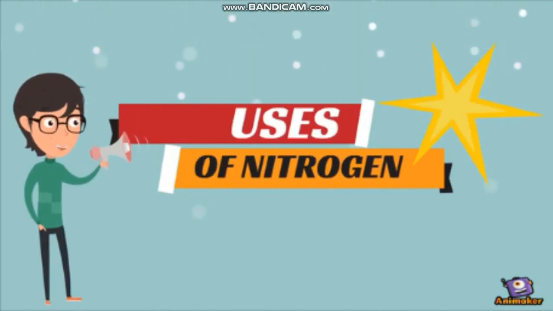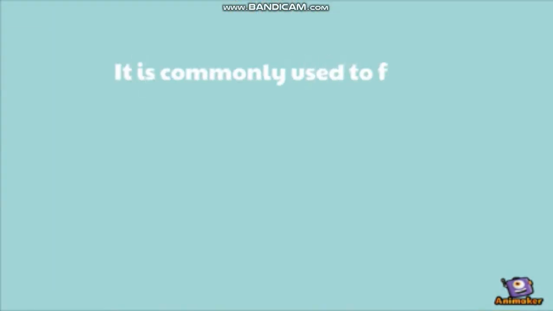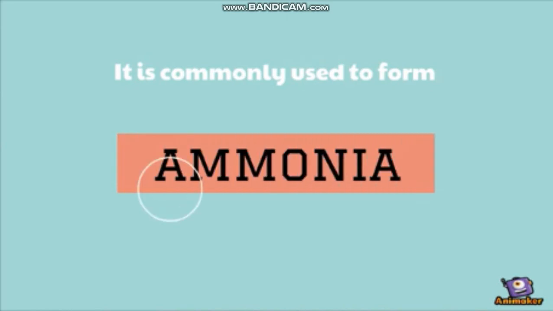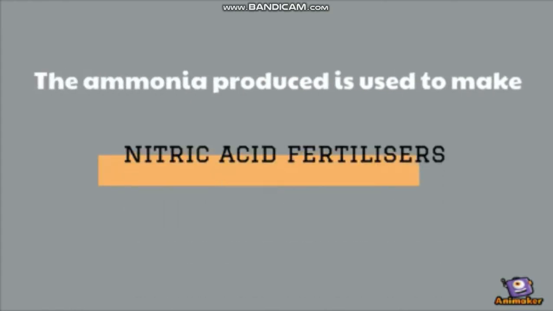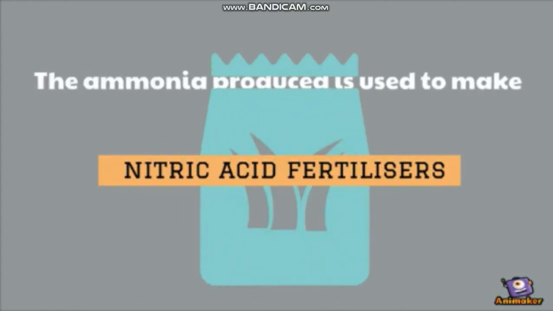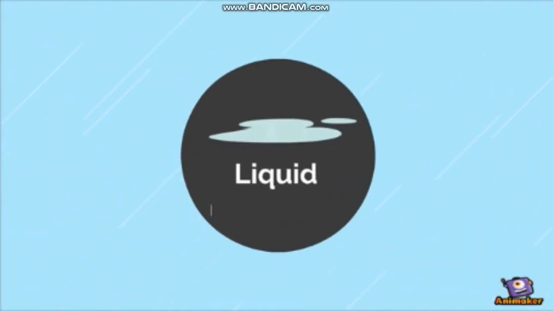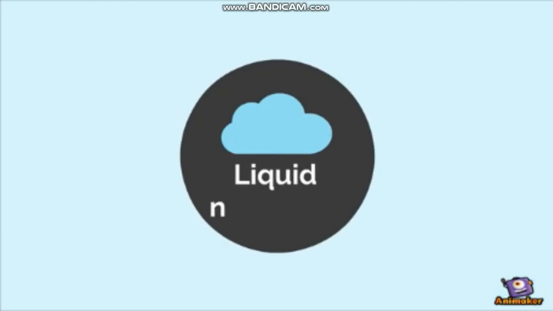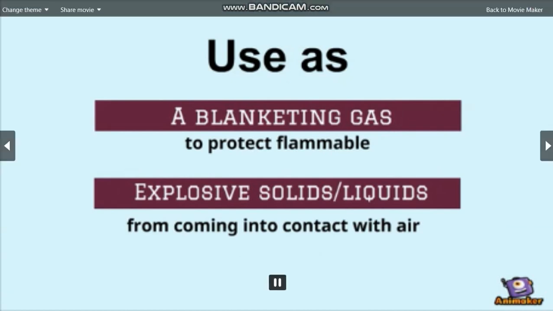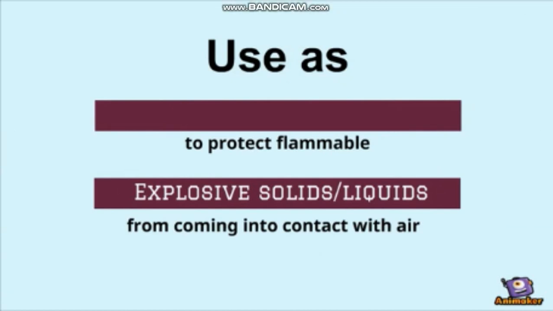Uses of nitrogen. It is commonly used to form ammonia, which is NH3. The ammonia produced is used to make nitric acid fertilizers. Liquid nitrogen is usually used as a refrigerant for freezing and transporting food products. Liquid nitrogen is also used as a blanketing gas to protect from flammable things.